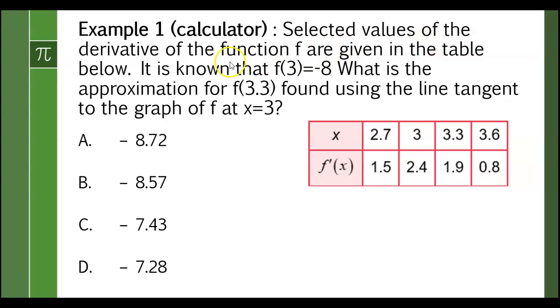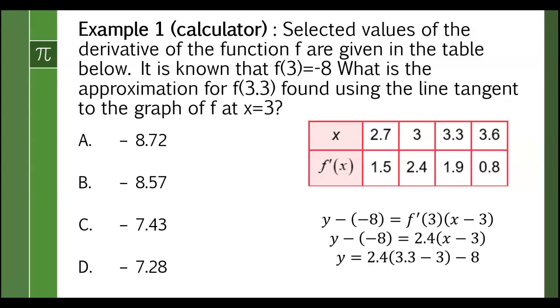So in the case of this problem, it said you are given f of 3 equals negative 8. We want to approximate f of 3.3 using the tangent line to the graph at x equals 3. So the table gives the derivative values. What that means is f prime of 3 is 2.4. So that's the slope we're going to use. You're going to plug in 3 and negative 8 for x1 and y1, and then plug in 3.3 for x and solve for y.